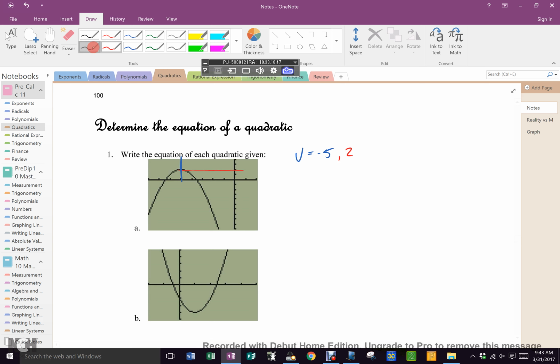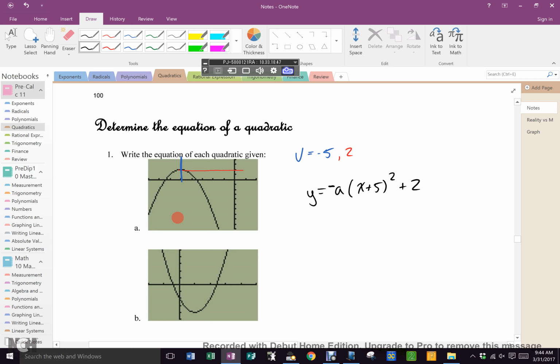So do I have my vertex? Yes. So knowing what I know about vertex form, I know that this graph is y equals something, because I don't know if there's a stretch yet, x plus 5 squared plus 2. Correct? Does everyone agree? All right. So now let's check our stretch. First of all, is it going to be positive or negative for A? Negative. So I know A has to be negative. Correct? Everyone knows why? Because it's facing downwards.